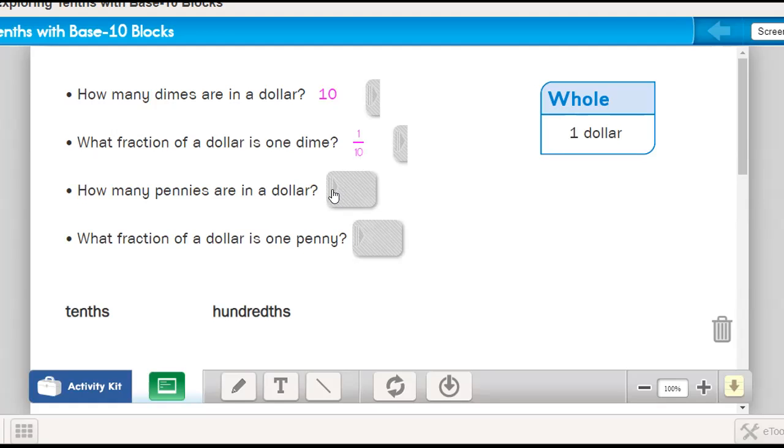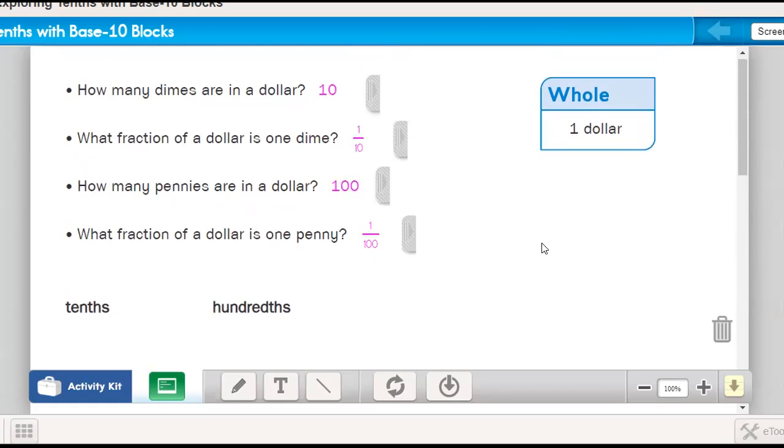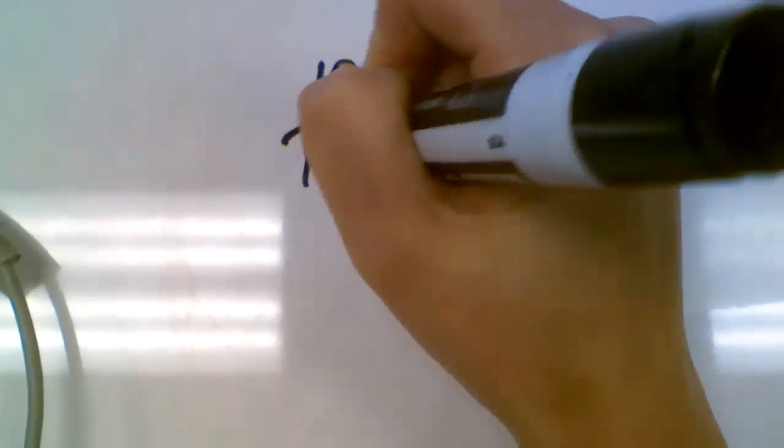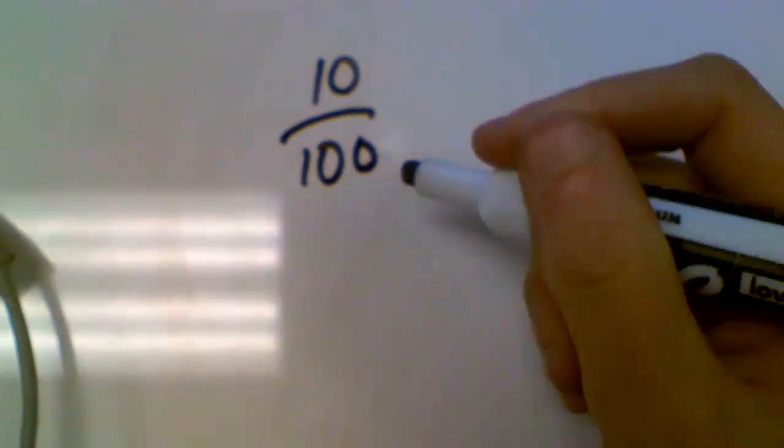Okay, how many pennies are in $1 now? Well, we have 100 pennies in $1. So what fraction of $1 is a penny? It would be 1/100th. You could even say for dimes, you could say 10 hundredths if you wanted to as well. 10 over 100. That also works. Okay, so again, 10 hundredths can be a dime.